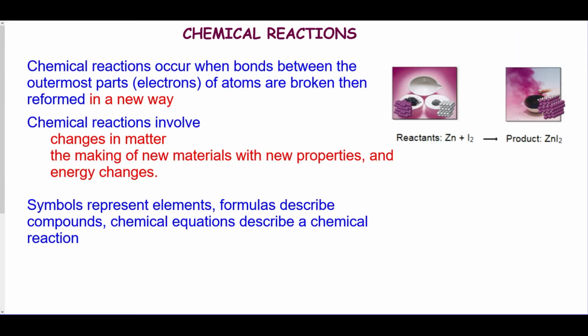So let's talk about chemical reactions. We have to break the bonds between the outermost electrons of atoms, and then we reform them in a new way. And so chemical reactions involve changes in matter, which is making new materials. Those new materials have new properties, and there are energy changes. We can use symbols to represent elements. That was early. Then last chapter we wrote formulas to describe compounds, and now we're going to look at chemical equations to describe a chemical reaction.